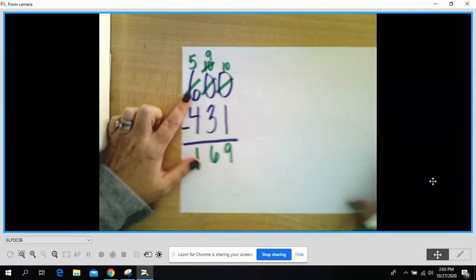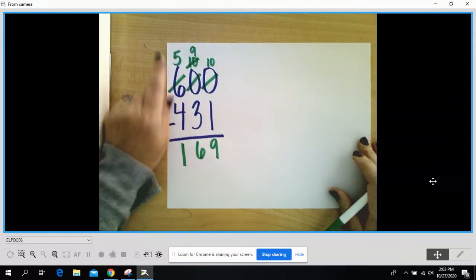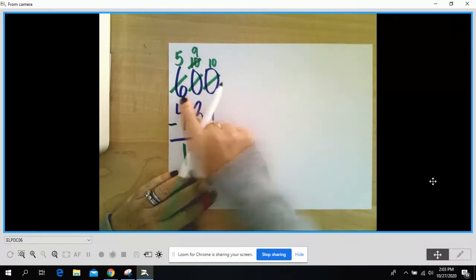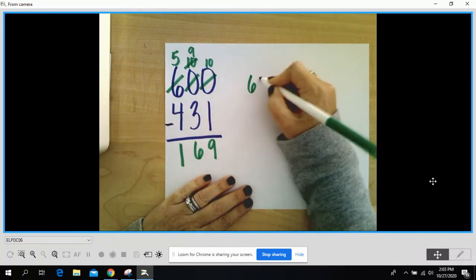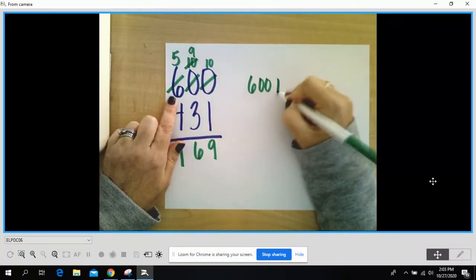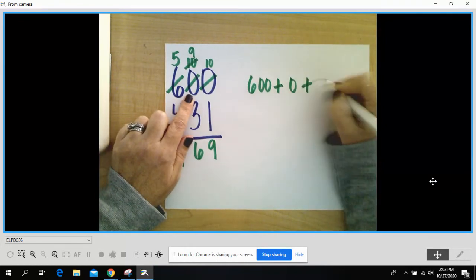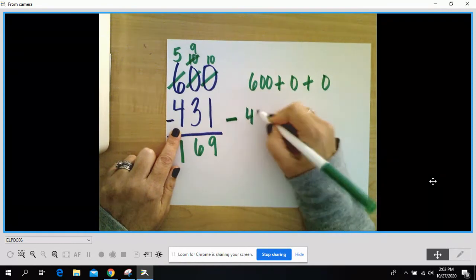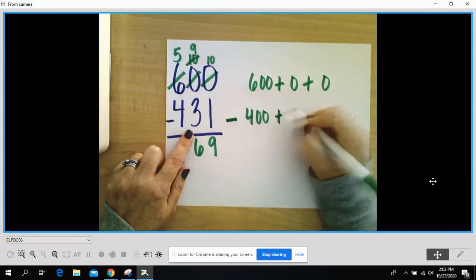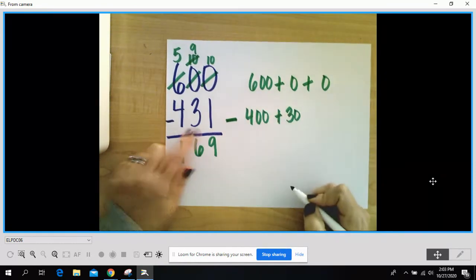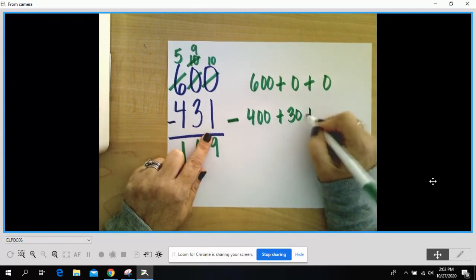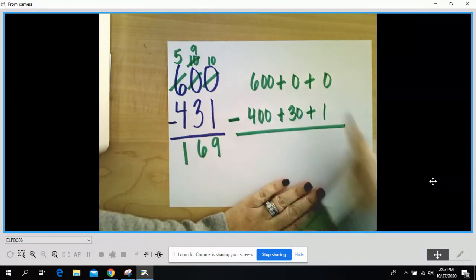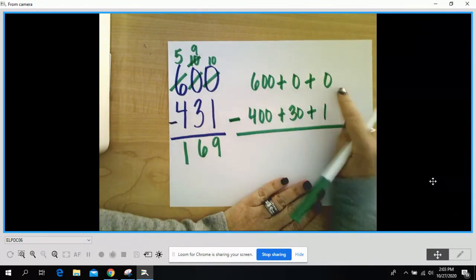All right, let's look at this problem in expanded form so we can really understand what's happening when we regroup. Let's put the 600 in expanded form. So 600 plus 0 tens plus 0 ones minus 400 plus 3 tens, which has a value of 30, and 1 one. All right, let's check this out. I have the same problem when I put it in expanded form.